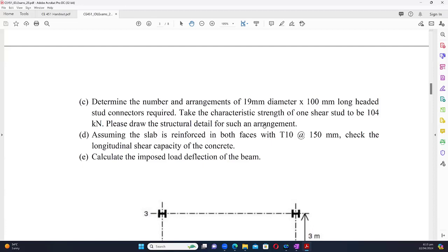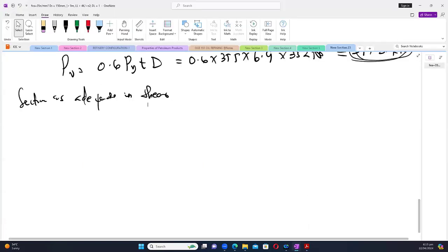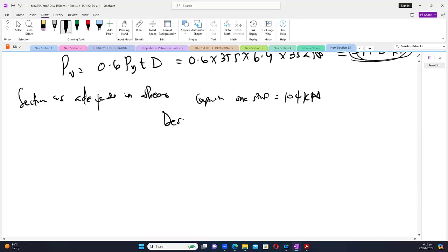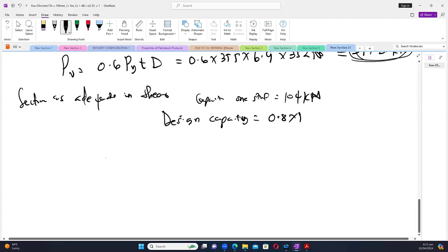So we'll draw it. This looks quite simple. What I'll do is that I have the parameters. I've been told that the capacity of one stud, the nominal capacity, is 104 kilonewtons. That's the nominal one. But because I'm going to design, the design capacity usually is 80% of the nominal one. So let's see what is 80% of 104 quickly.